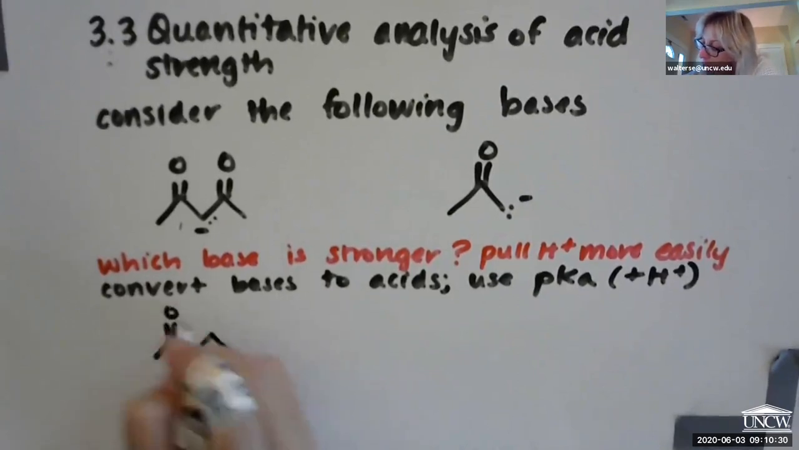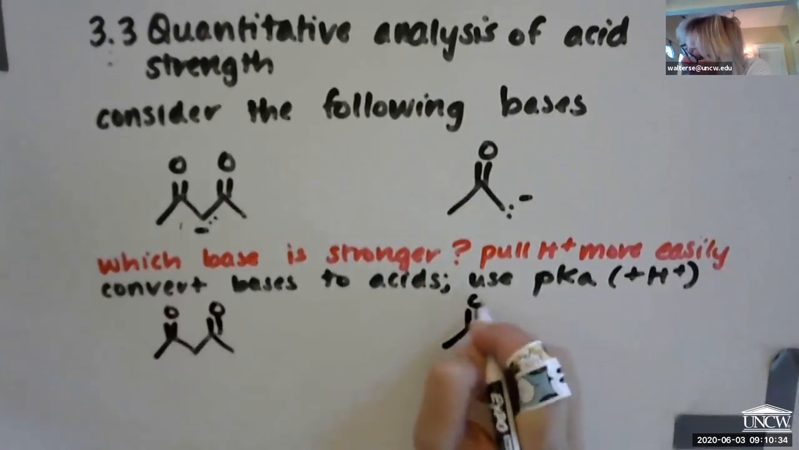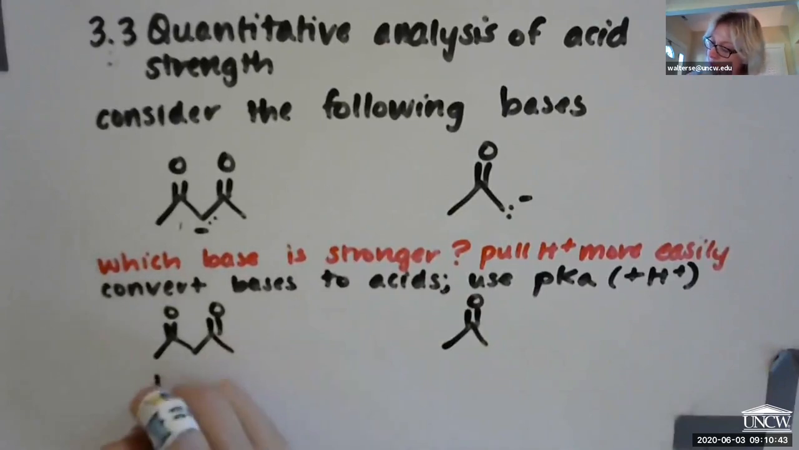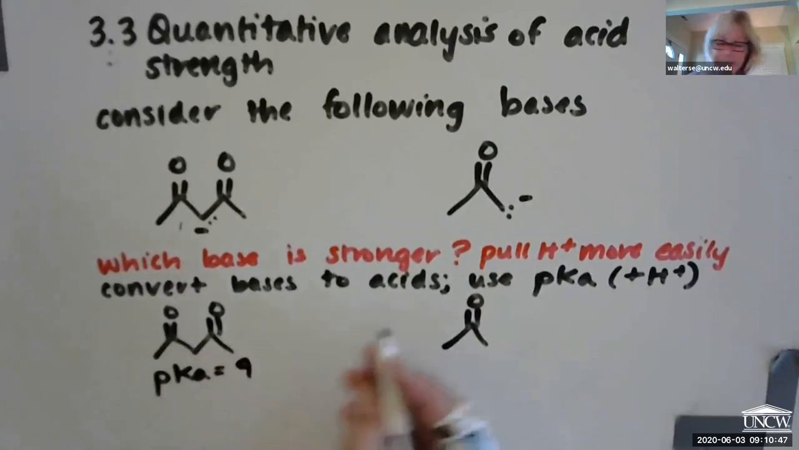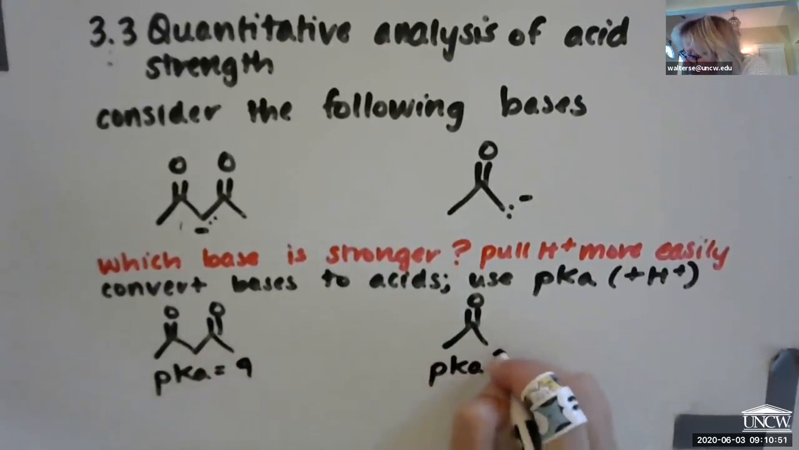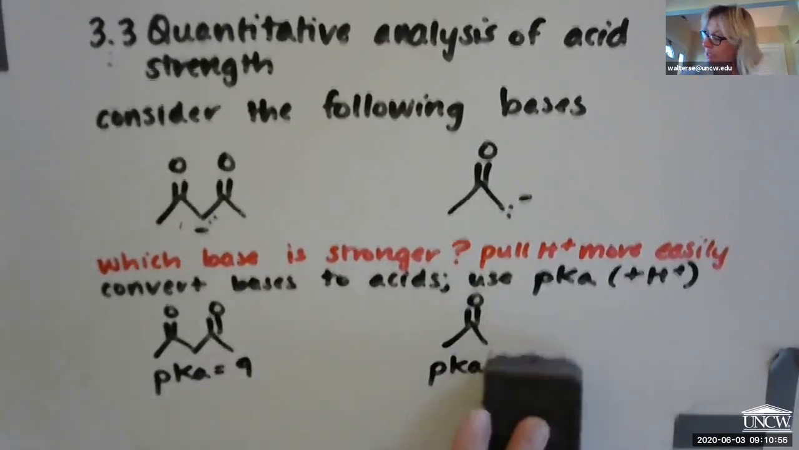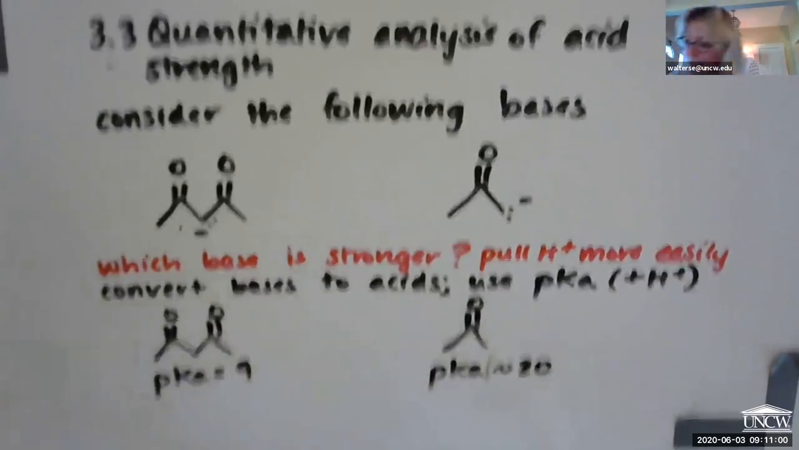So you make your diketone and then your regular ketone. Okay. Now from this point, this is not one that you would have to memorize, but you could look it up and you would find that the pKa of this species is 9. The pKa of other ketones is about 20. That's supposed to be an approximate sign, but it doesn't look like it. There we go.